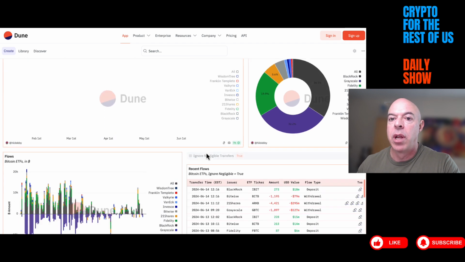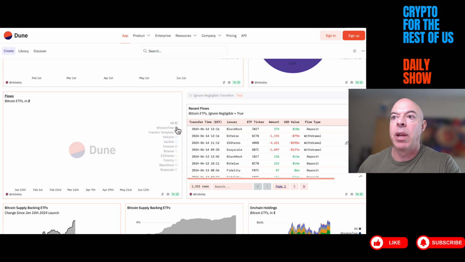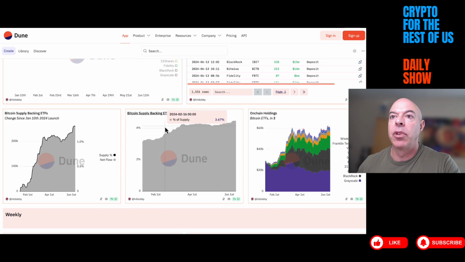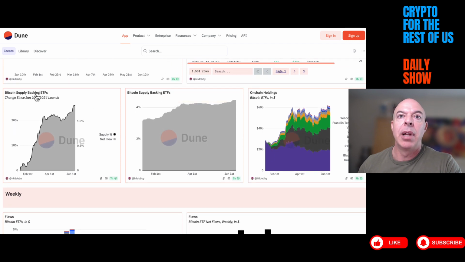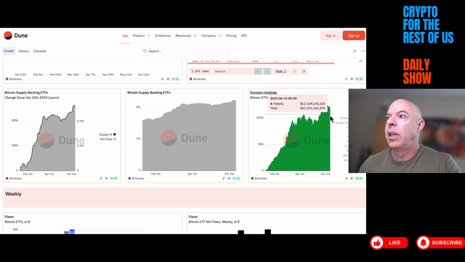Good to watch. As we move down, they've got Bitcoin ETFs just in Bitcoin, same thing. You can see recent flows, money in, money out, and the Bitcoin supply backing ETFs. I wanted to show one thing here though, on-chain holdings, Bitcoin ETFs and money. You can come down here, turn this one off, and let's look at Fidelity. Fidelity is showing that on June 11th, there are about 12 billion in holdings.